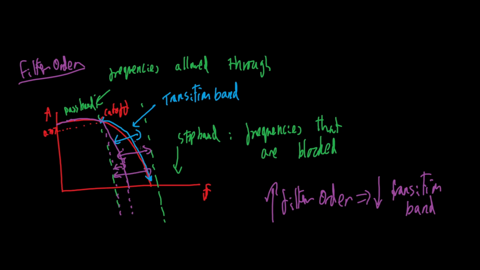And this transition band is a lot better than that. Sometimes this red transition band is unacceptable because this frequency here may still be fully present in your signal even though it's after the cutoff. So you want a higher filter order because it allows a smaller transition band. It allows a steeper frequency response, which is good.